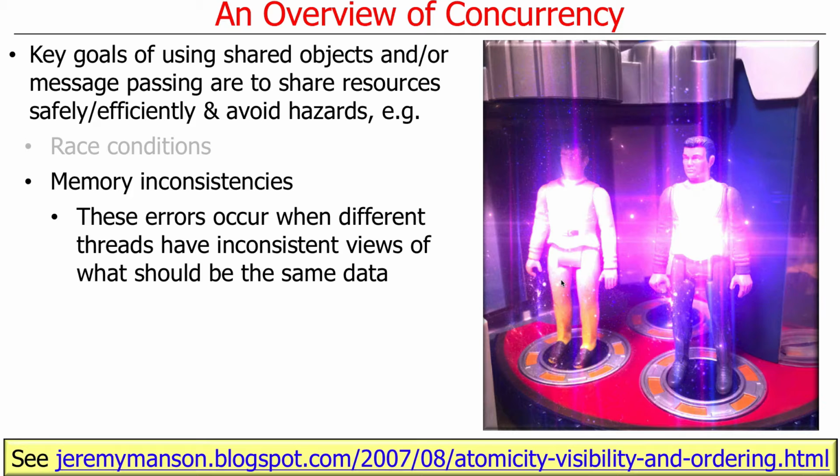So you get inconsistent views of the same data. We'll talk a lot about that. A very subtle point. It's not easy to understand because it requires you to think at a hardware level as opposed to an abstraction level. The good news is that the mechanisms that fix race conditions typically fix memory inconsistencies as well.